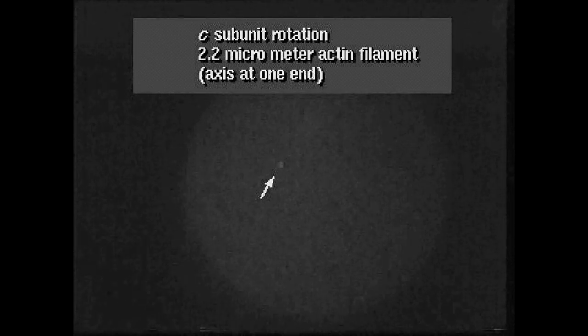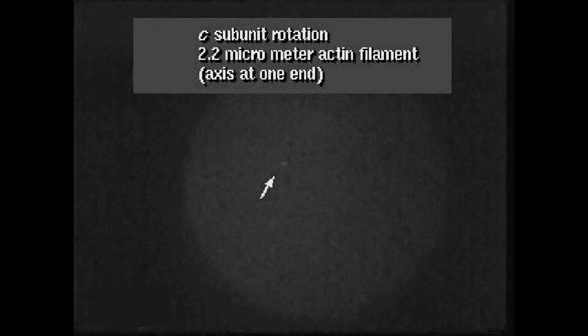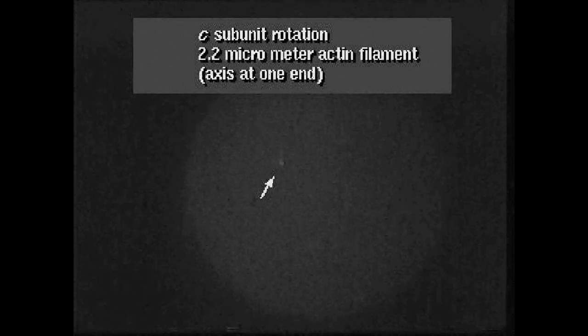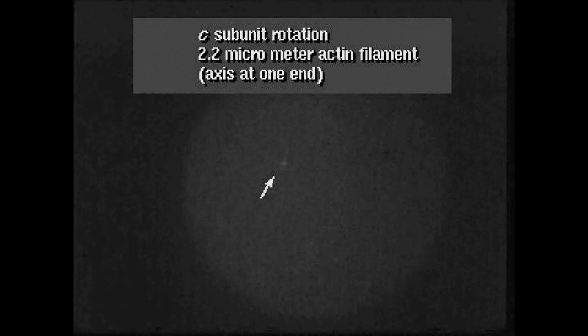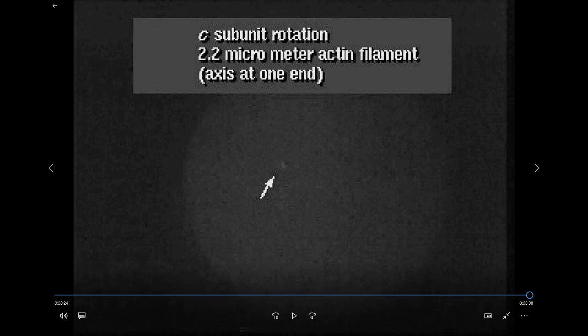So that was direct evidence that C ring movement is related to, in this case, ATP hydrolysis, but it could go in the opposite direction. So very cool stuff. Questions on that? I didn't hear anyone say, ooh.